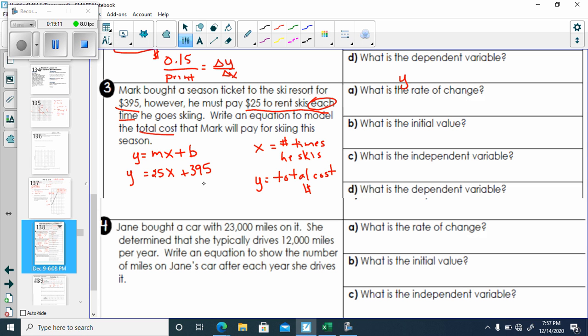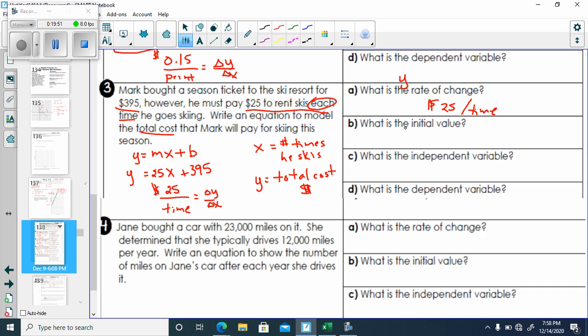Okay. If you're not sure, guys, write your rate out. It's $25 each time, right? $25 per time. Okay. And you know this is changing y over changing x. That's what slope or rate of change is. My y is dollars. Okay, total cost in dollars. Okay. My x is times, number of times he skis. What was your rate of change? It was $25 per time, isn't it?